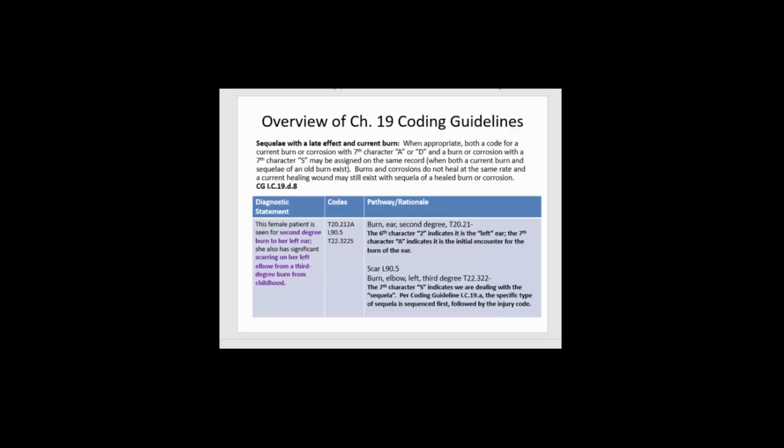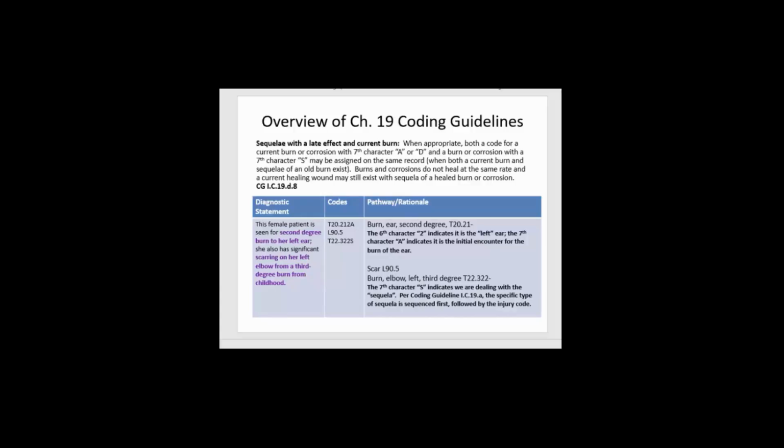In the diagnostic statement, the female patient is seen for second-degree burn to her left ear, and she also has significant scarring on her left elbow from a third-degree burn in her childhood. So this patient has both initial encounter for the burn to her left ear and also the scarring for the sequela code. So whenever you have a sequela code, you're going to put whatever the sequela is, in this case the scar, and then the burn that caused the scar.